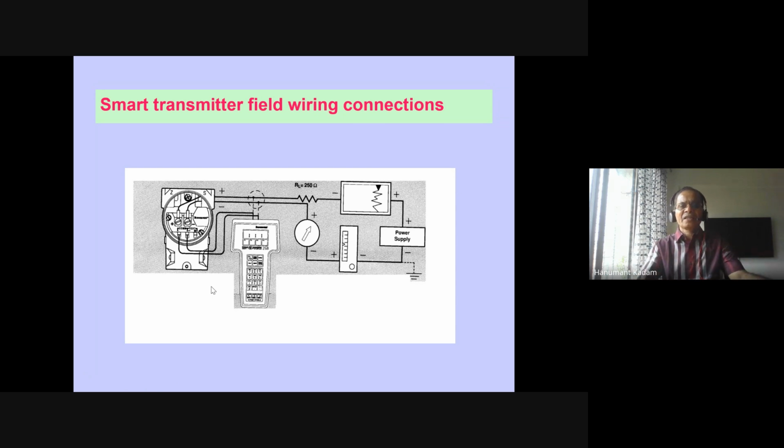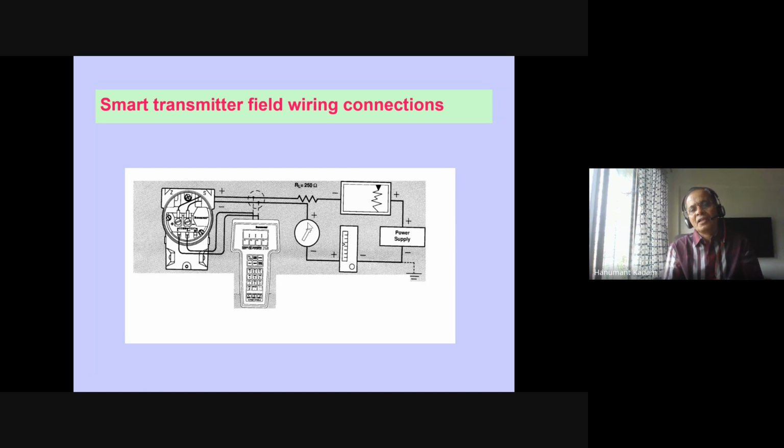You can see a communicator is written plus minus, so there you connect this communicator. But in this slide, you can see one resistance is shown. RL is equal to load resistance 250 ohm. This is very important: in the HART communicator or HART protocol, minimum loop resistance when the HART transmitter is connected has to be minimum 250. If it is more, it's okay, but minimum 250 ohm is required, and therefore it is shown.